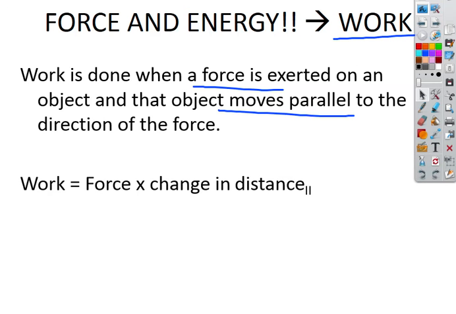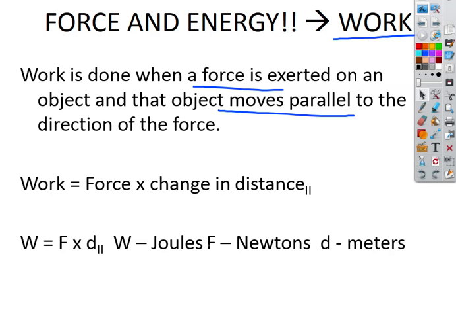And so this is our basic formula. Work equals force times change in distance parallel. F times D parallel. Now that is one of those formulas that is given to you on your AP formula sheet. If you look at it, it is work equals force times D parallel. Work is measured in joules, because work is a transfer of energy. That's another way we look at it.